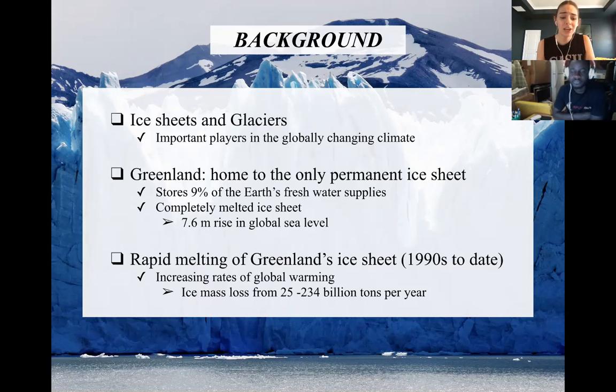So the Greenland ice sheets have been melting rapidly as a result of global warming. This has accelerated Greenland's ice mass loss from 25 billion tons in the 1990s to a current average of 243 billion tons per year.